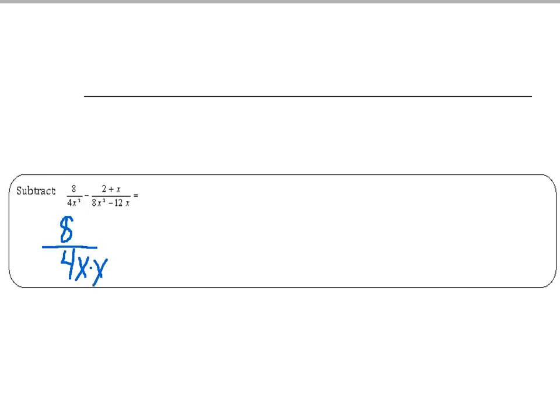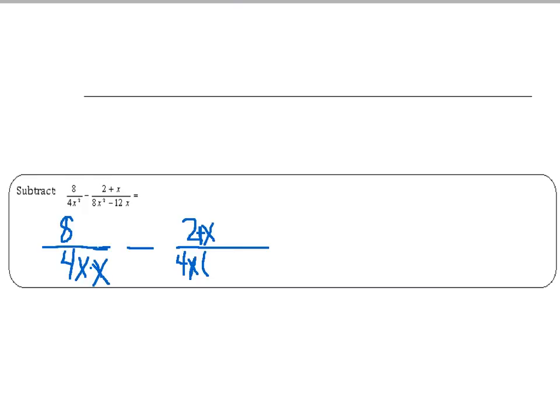In this next one, we've got a minus sign. That looks kind of like a y. Let's make it an x. The other one here, I've got 2 plus x on the top. And on the bottom, both of these terms have an x in them, so I can take an x out. And 4 is a factor of both 8 and 12, so I can take 4 out as well.